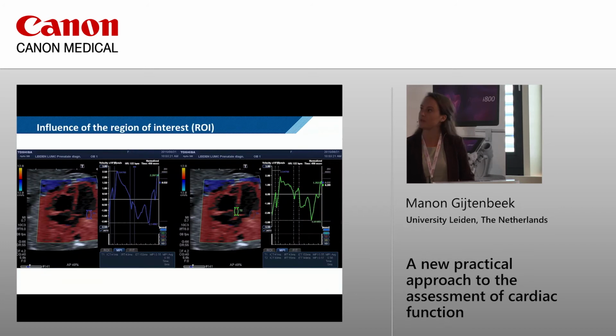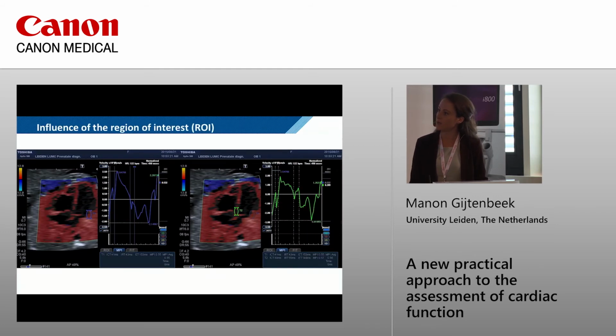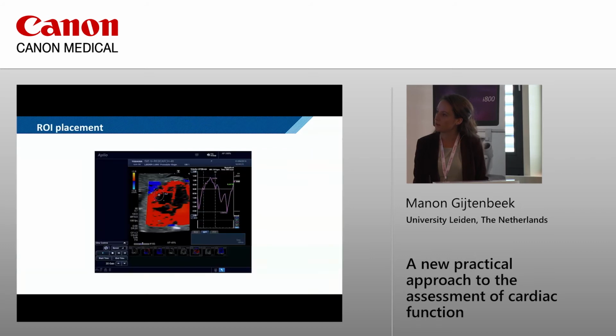The placement of the region of interest is very important. You see that there's a huge difference in the shape of the curves. If we go back, this is a region of interest over the whole myocardium. And here on the left and right, you see different ROI placements and the effect on the curve. You will see that better in this video. It takes a long time to load. You see that the shape of the curve will change according to the placement of the region of interest.